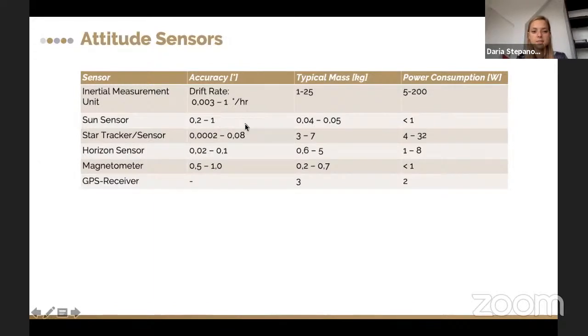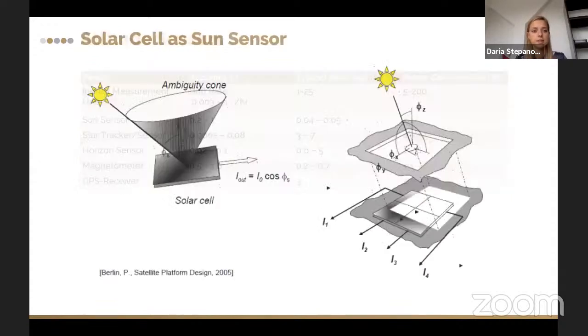Star trackers are also quite accurate instrumentation. Current star trackers are much less than 3 kilograms, especially for CubeSats, and they're much less power demanding. The horizon sensors, magnetometers, or GNSS receivers are typical attitude sensors.